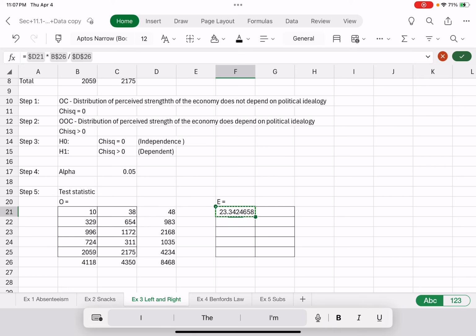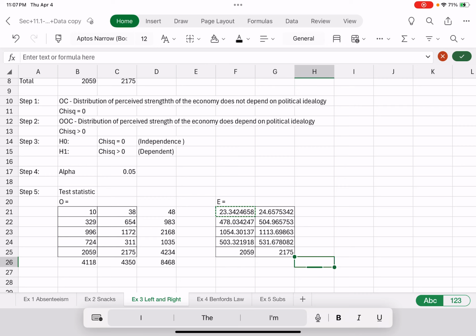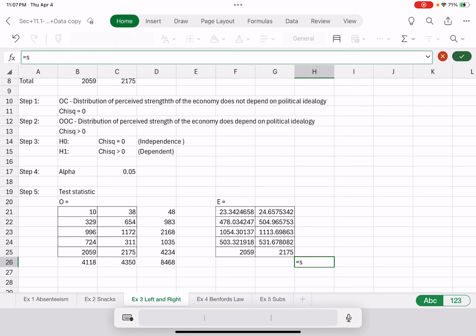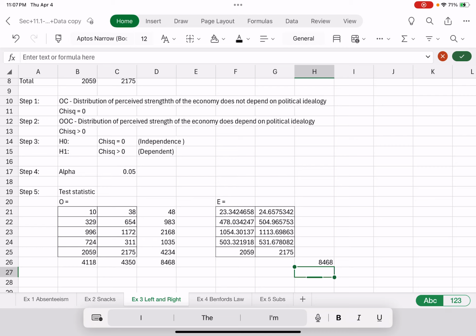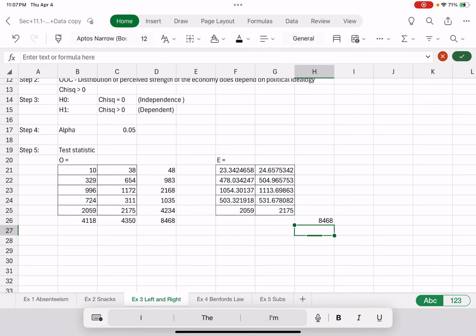Command C, copy that. Fill all that in. Command V, and there it is. Okay, now let me just test the grand total here. Equals sum of them all. Perfect. Okay, that's looking pretty good to me.